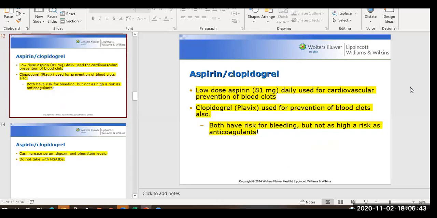Okay. Then we have aspirin and clopidogrel. So a baby aspirin a day, that's used to prevent clots. That is not used because they got a headache. And clopidogrel, Plavix, is also an antiplatelet aggregator that's used, you know, to prevent clots. They both have the risk of bleeding attached to them, aspirin and clopidogrel, but it's not the same height of a risk as it is with heparin or enoxaparin or warfarin. They have a higher risk of bleeding, okay?